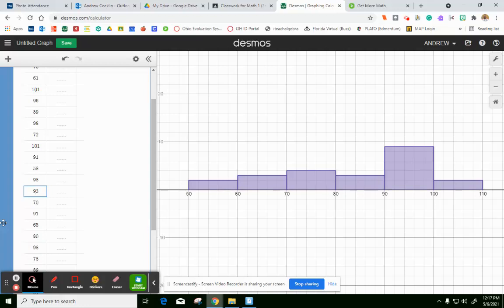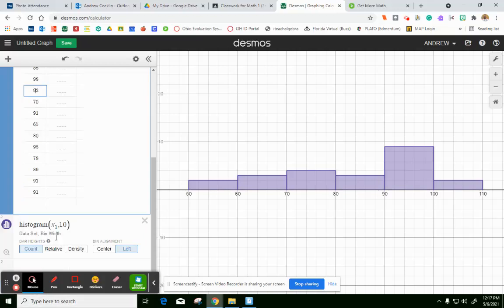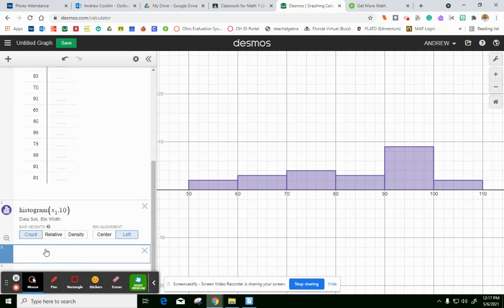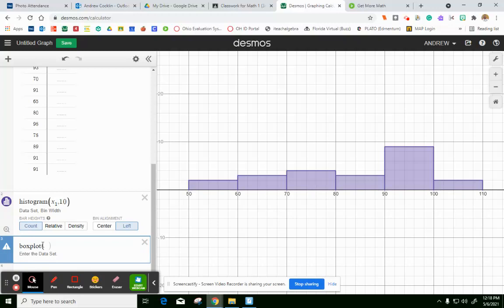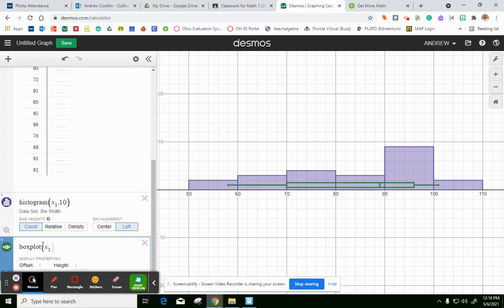All right. Now, histograms and then also the 5-number summary or a box and whisker plot. According to Desmos, they call it a box plot. So if we scroll down on our left-hand side and click in the next equation box, and type in the word box plot, and then open a set of parentheses, and whatever your table is, mine is still X1 because I deleted my other one, you will get that graph.